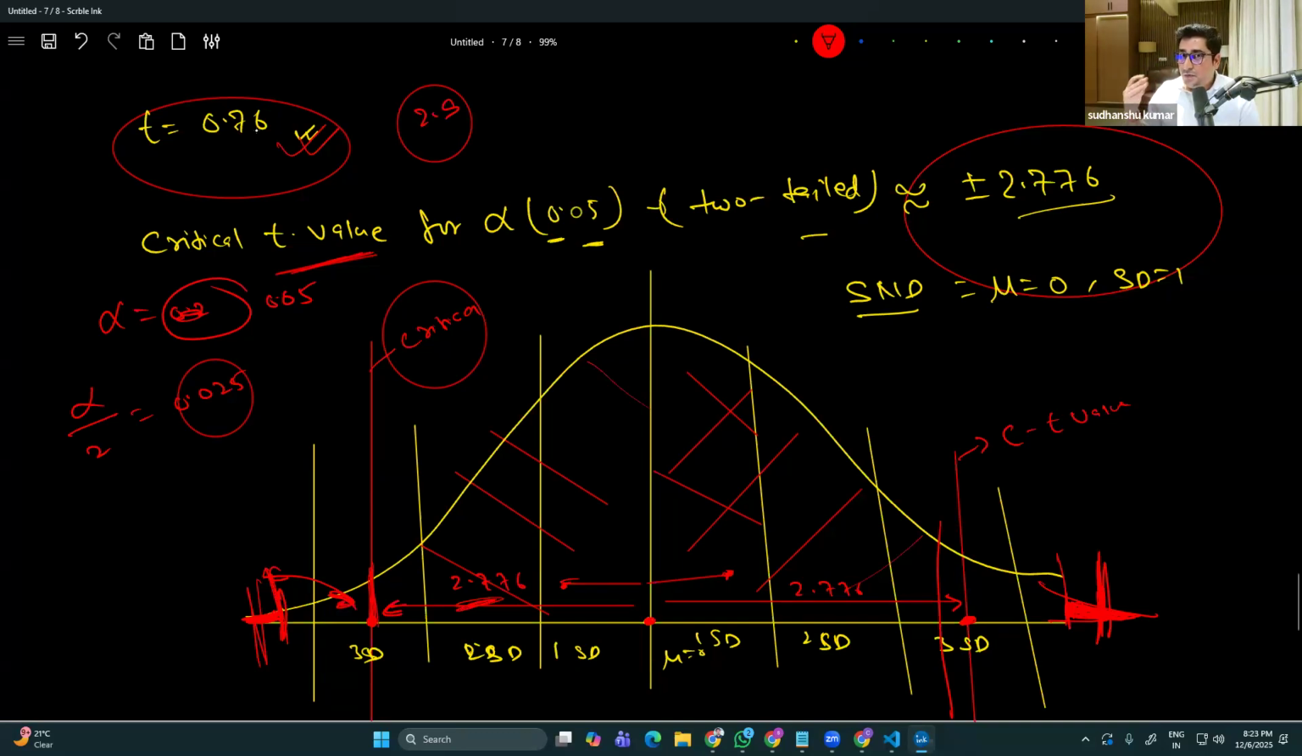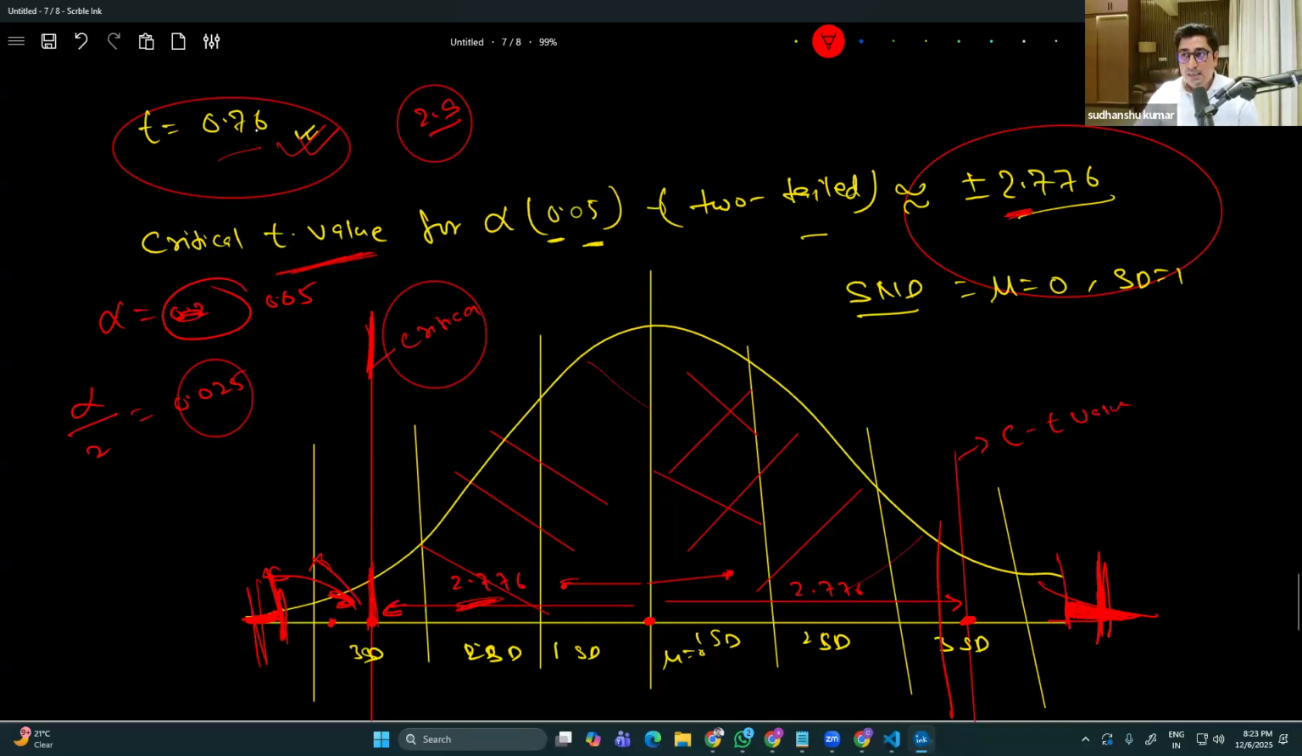Are you able to understand what we are trying to conclude over here? So let's suppose our t is 0.76. Let's take a different case. My t is 2.9. So can I say that my t is more than the critical? It will come somewhere here as per this bell curve. Yeah, it will come somewhere over here. It means it will come beyond a critical region.